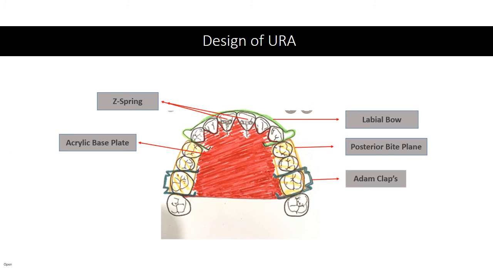This is my design for an upper removable appliance. I placed Z springs on teeth 11 and 21 and a posterior bite plane from teeth 14, 15, 16 and 24, 25, 26. There's a labial bow extending from 13 to 23 and there's an Adams clasp on both molars 26 and 16, and there is also an acrylic base plate.